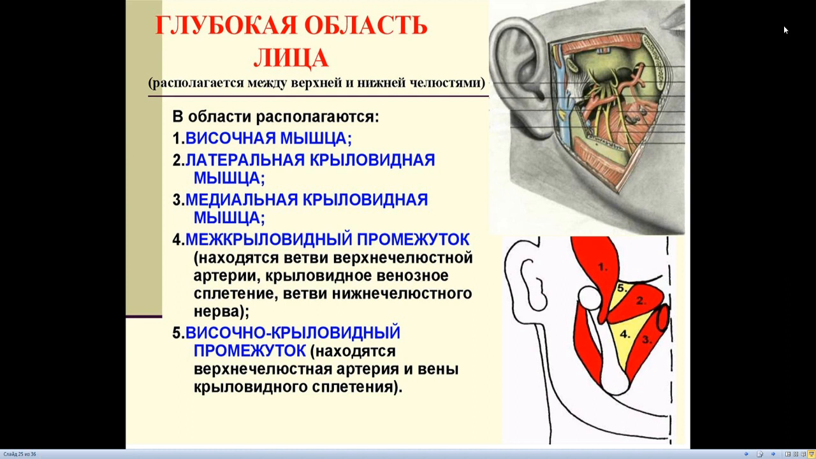Second is interpterygoid, between the lateral and medial pterygoid muscles, and contains the pterygoid venous plexus, maxillary artery and maxillary nerve.